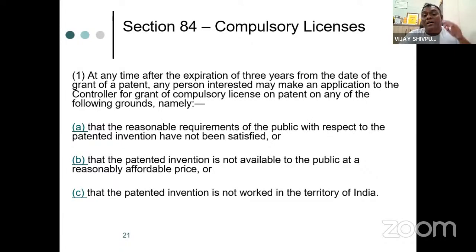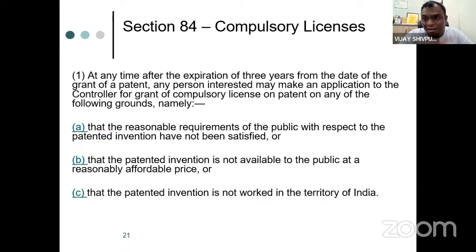That we'll see. The patented invention is not available to the public at a reasonably affordable price. Now, reasonably affordable: what is affordable to me may not be affordable to someone else. A friend who is working with a big MNC, let's say, may be ultra super rich and able to afford it. I can't afford it. What is the definition? Not available to the public at a reasonably affordable price. How are you going to prove it?